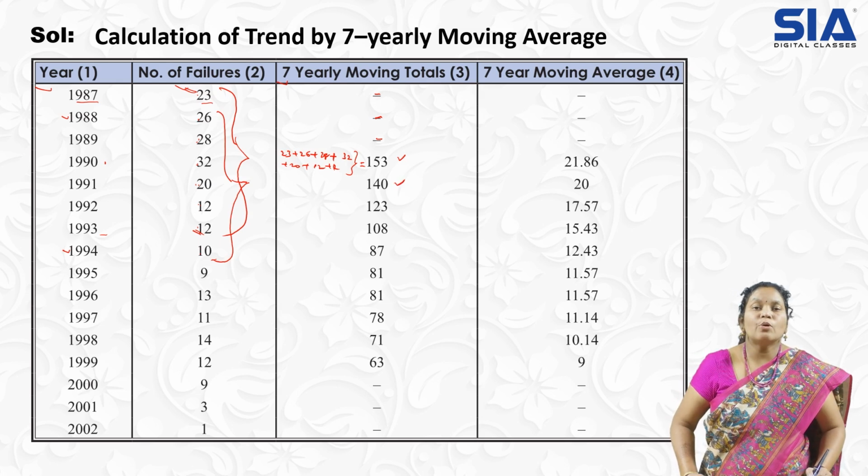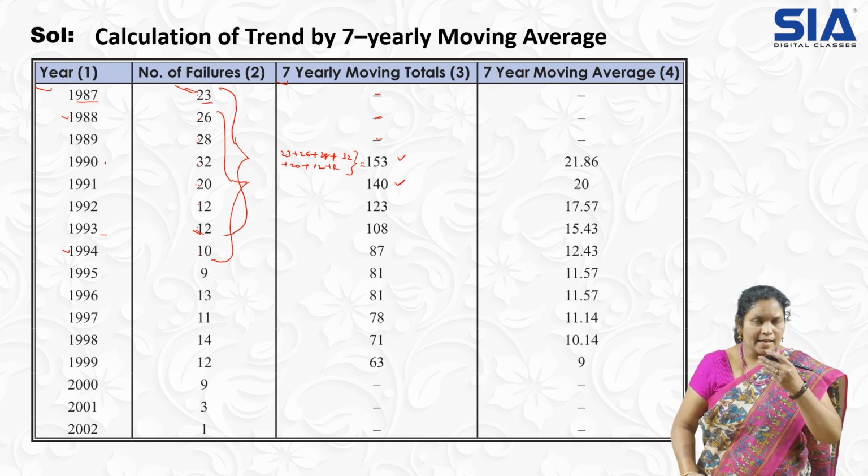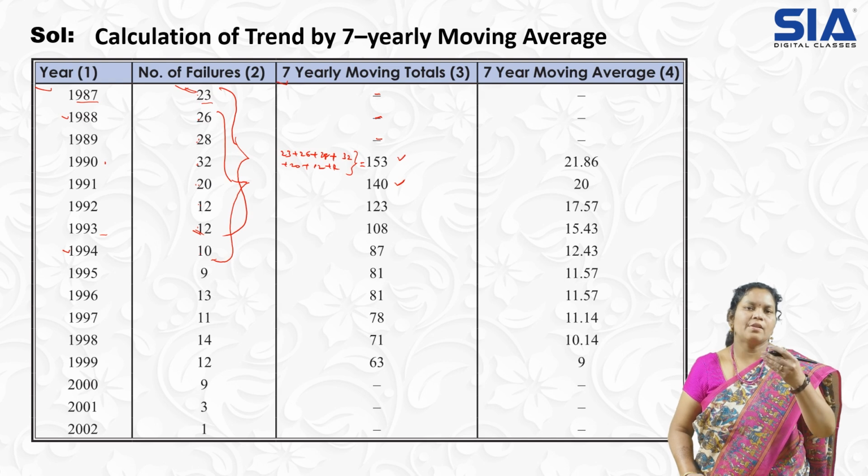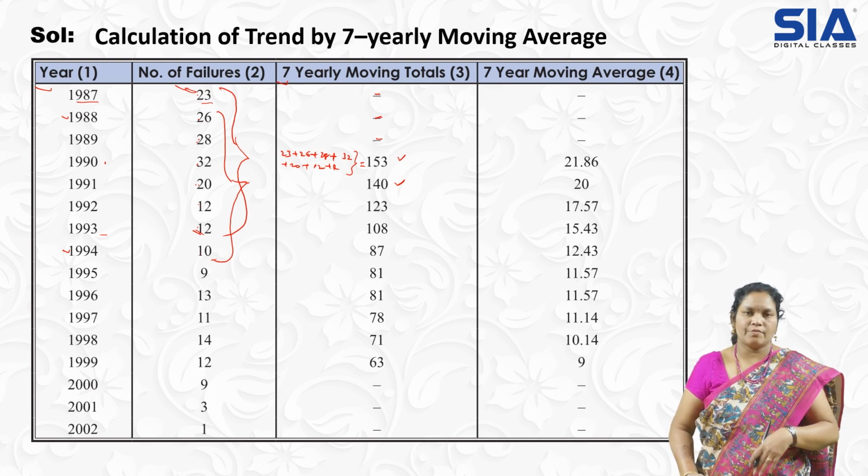So by keeping an arrow or some dots, maintain every value. Like, the first value we are removing, then the next 7th value you have to add, like that. That is how your second value is done.